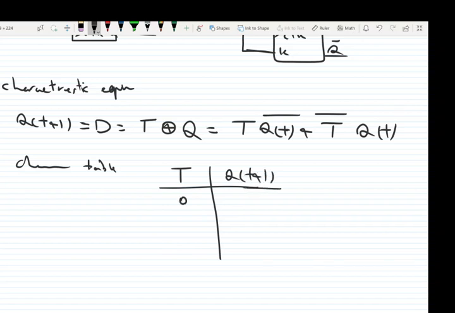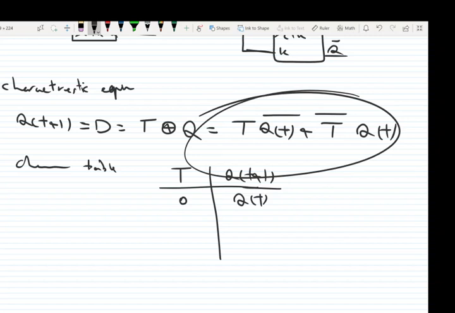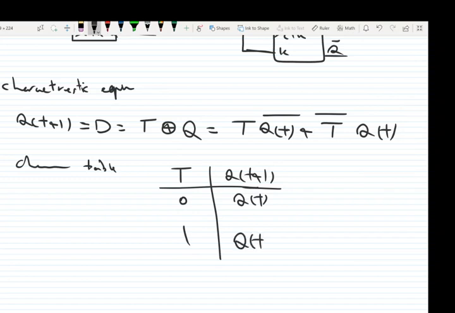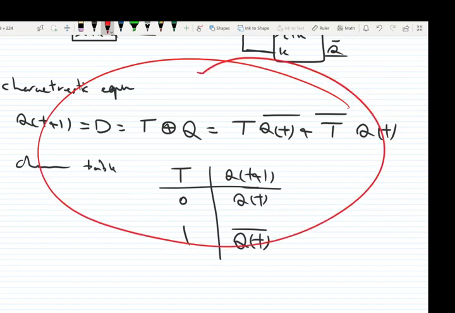If T is 0, the output is Q(t). If we look at this equation, we can definitely see that if T is 1, Q(t+1) is Q(t) bar. If we want to define a T flip-flop in a sentence, I can say that a T flip-flop is a flip-flop that complements the output as long as the input is 1. As long as the input is 1 in each clock cycle, the output will be flipped. But when the input is 0, the output has no change. So we use a T flip-flop to complement the output. The best flip-flop to build counters is the T flip-flop.